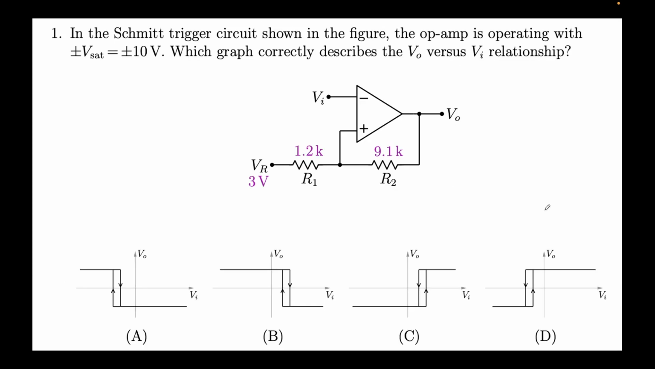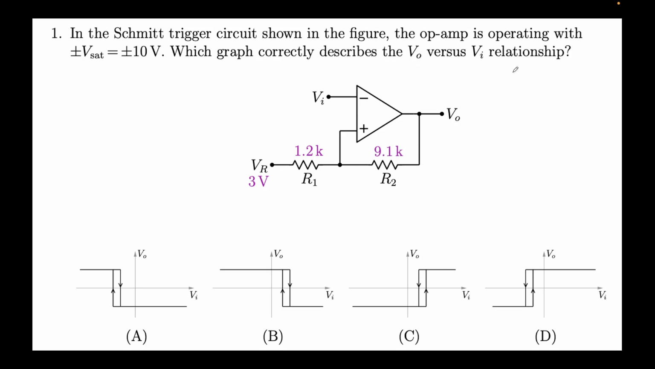Alright, we'll go ahead and solve the first problem. In this question it asks that in the Schmitt trigger circuit shown in the figure, the op amp is operating at V sat plus minus 10 volts. So these are V sat, which are not drawn here, but they are there, and we need to find what is V0 versus Vi.